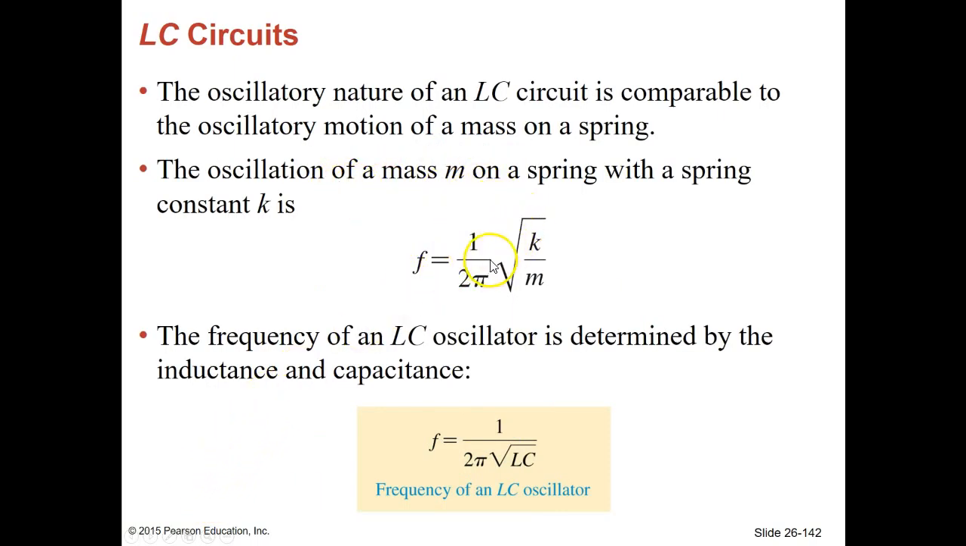The frequency of oscillation of the mass on the spring is equal to 1 over 2 pi times the square root of k over m. If it was period, then everything would be flipped. Here, the frequency of an LC oscillator is determined by the inductance and the capacitance. You'll notice it's very similar: it's 1 over 2 pi again, and then the square root of the inductance times the capacitance.